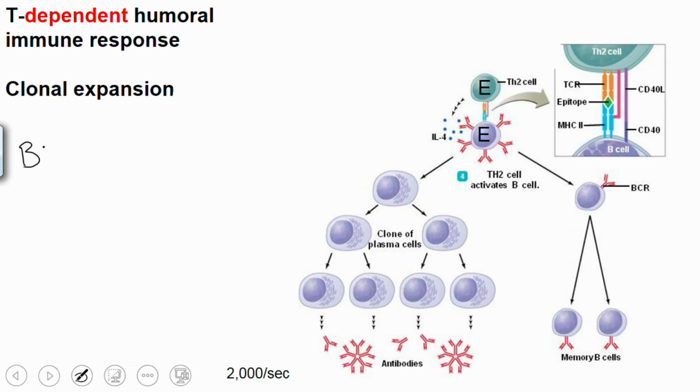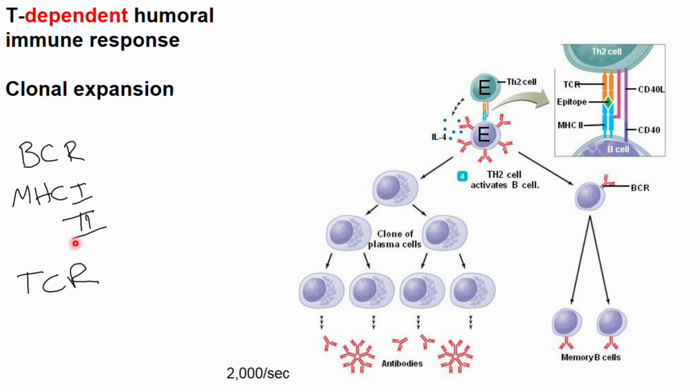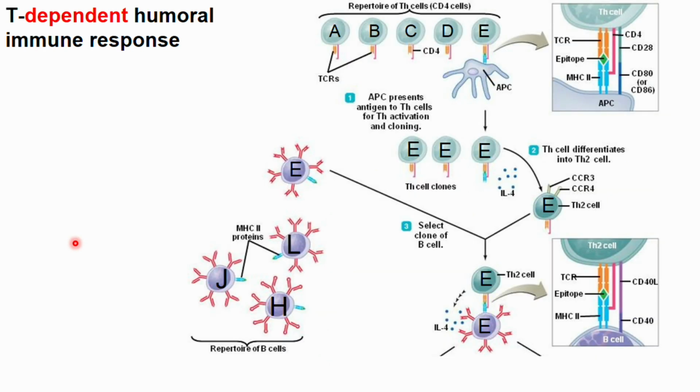We talked about B-cell receptors. We've talked about MHC1 and 2, which also bind things. And now we're talking about T-cell receptors. Okay, so let's keep these straight in our mind. And so this is what is going to happen.